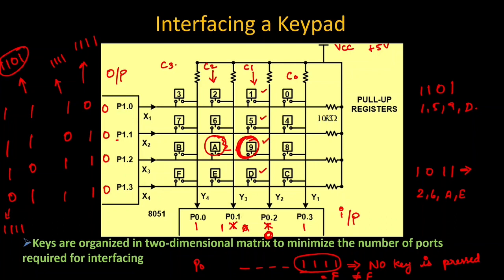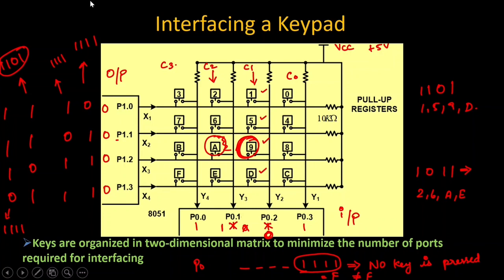Just shift your zeros in terms of positions, and just find your input port values with the 8051. So we can understand which key is being pressed. I think this makes sense now.